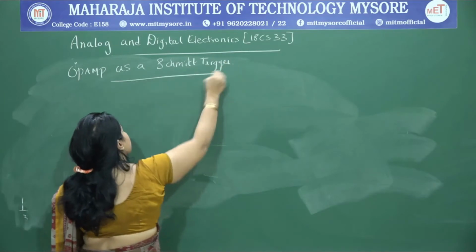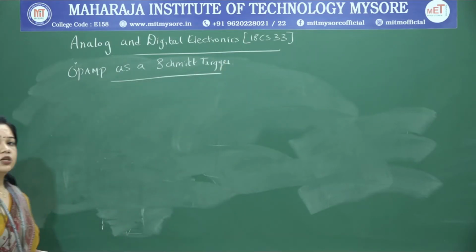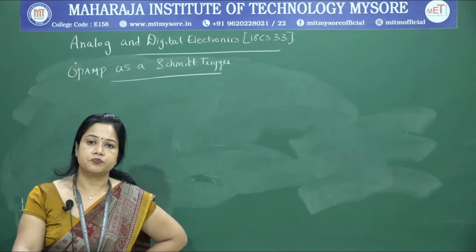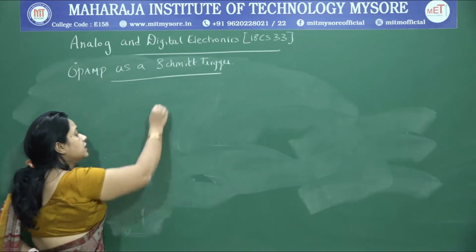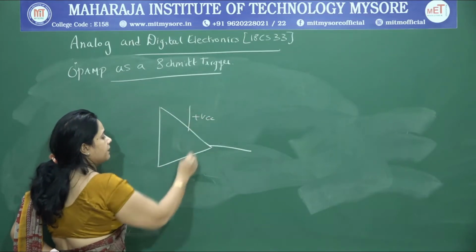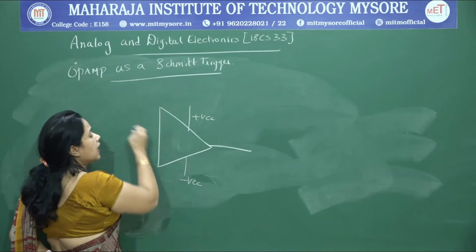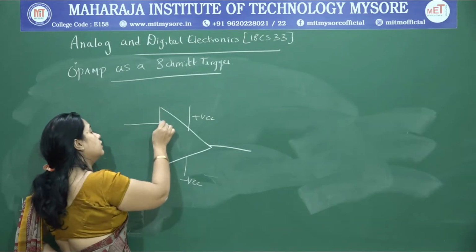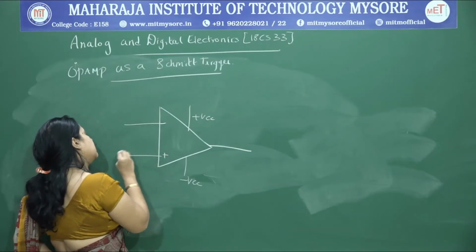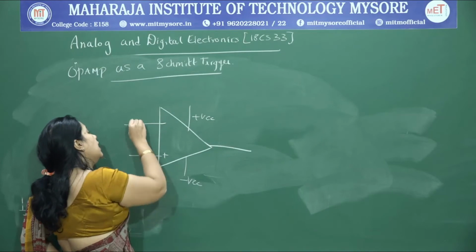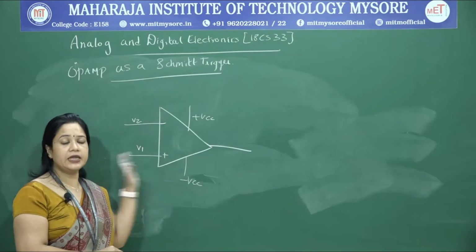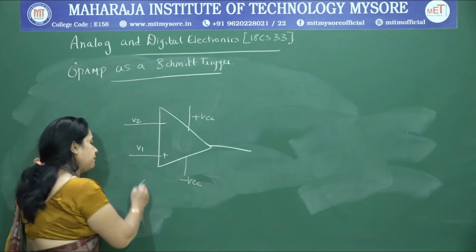So before jumping into what a Schmitt trigger is, let me tell one of the applications of your op-amp, which is as a comparator. So what is a comparator? It runs with two supplies, plus VCC and minus VCC, and you have an inverting terminal and a non-inverting terminal. We will call the voltage at the inverting terminal V1 and this as V2. So basically any operational amplifier acts as a comparator.